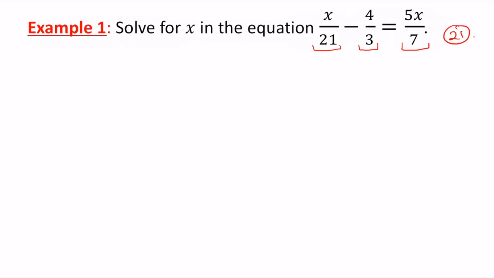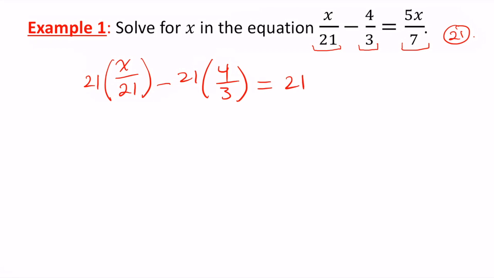So now we ask ourselves, okay, let's change all of these. Let's multiply every single term by 21. So this doesn't change the equation whatsoever. So I'm just multiplying each one by 21. And what does that do? You may be wondering, what does that do for us?